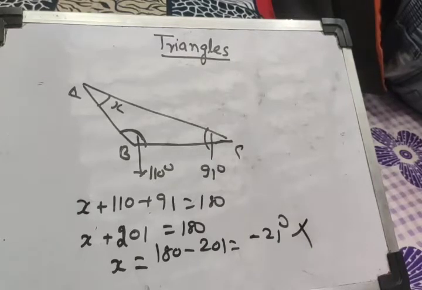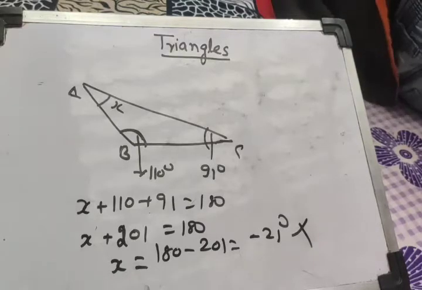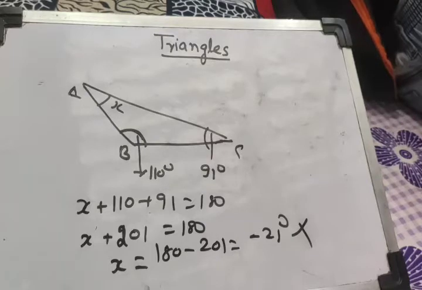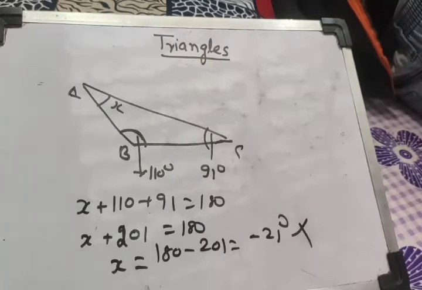So keep in mind that whether the triangle is an acute angle triangle, or a right angle triangle, or an obtuse angle triangle, two angles are always less than 90 degrees. Means two angles are always acute angles. It is the third angle which decides whether the triangle is acute, right, or obtuse angle triangle. If the third angle is acute, then it will be an acute angle triangle. If the third angle is right, then it will be a right angle triangle. And if the third angle is obtuse, then it will be an obtuse angle triangle.